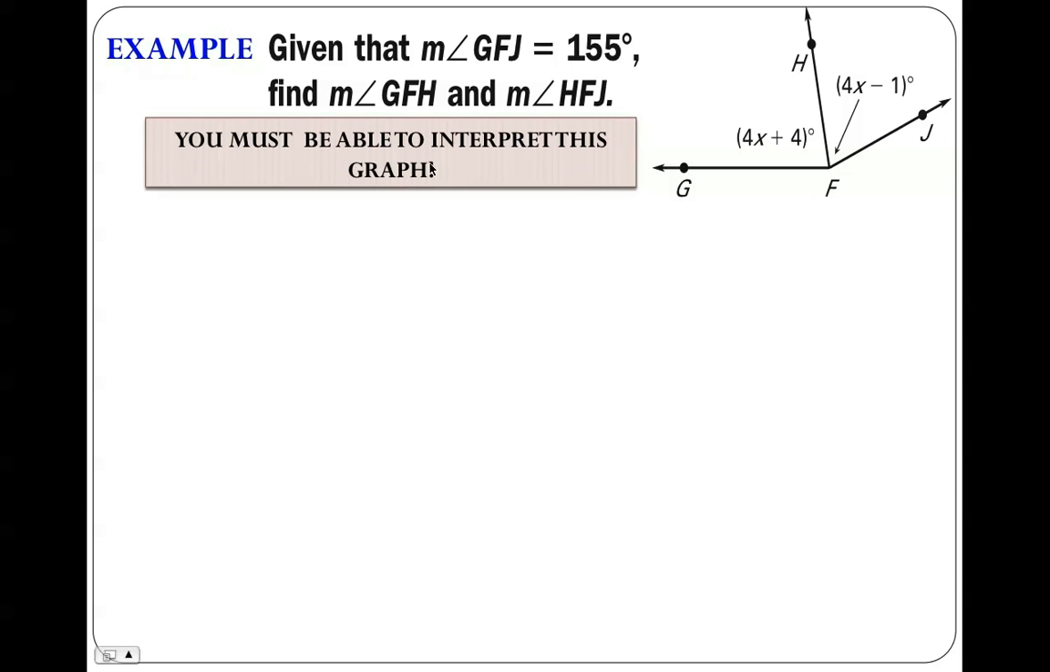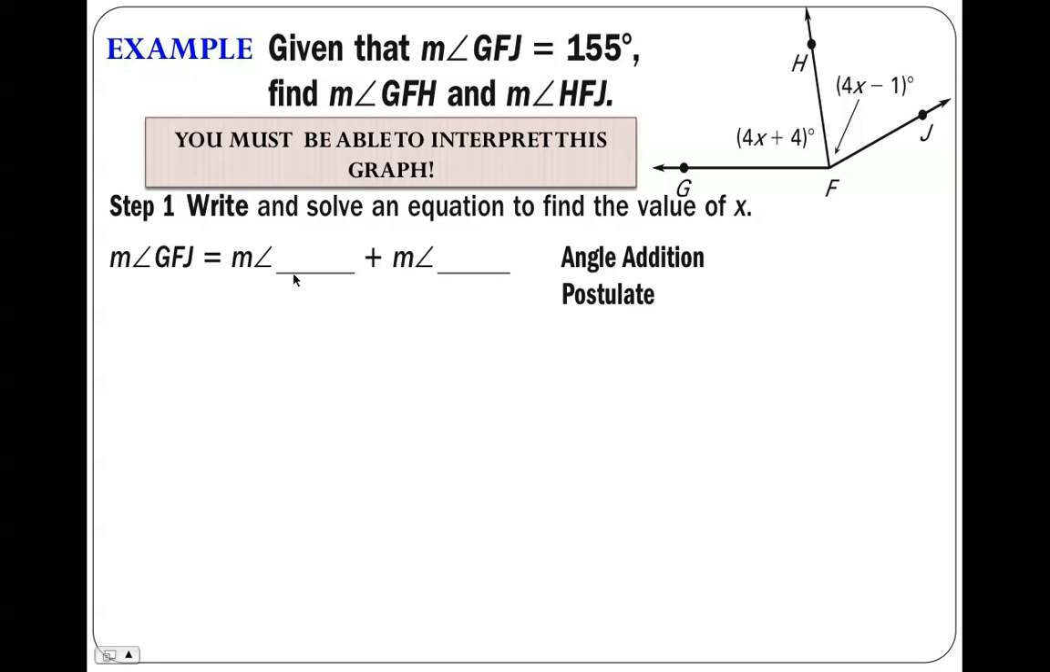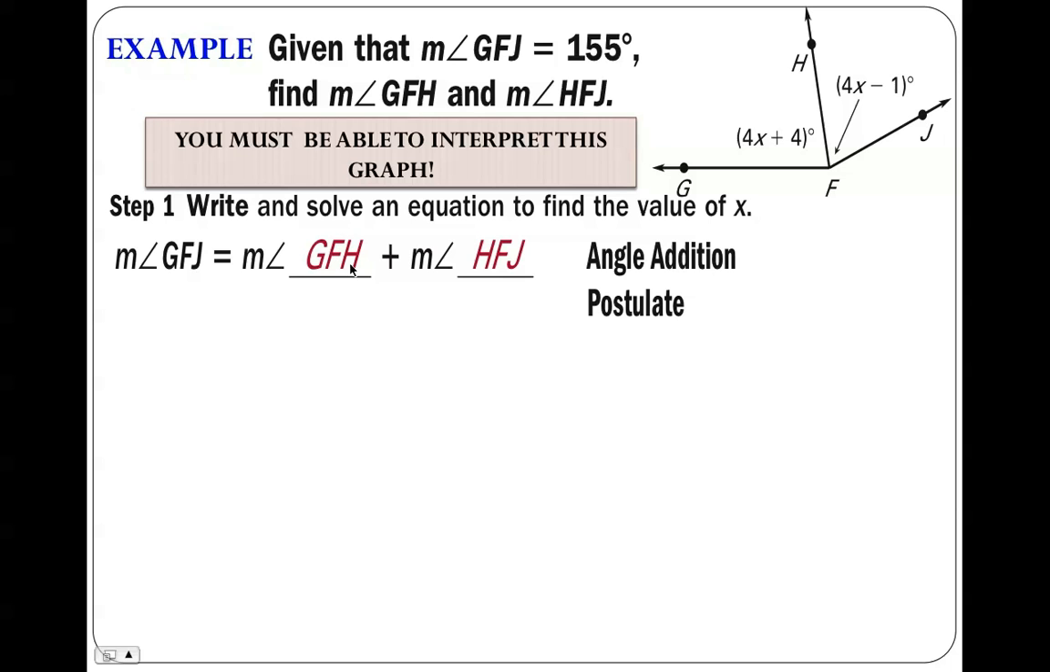So you have to be able to interpret this graph, and you're going to have to be able to set up the equation like this. Now again, I know a lot of you don't like to set up this algebra stuff here, but you have to be able to do that. So you have to be able to set up an equation that represents what's going on here by using the angle addition postulate. So the whole big thing, the measure of angle GFJ, is equal to what two angles put together. So it's going to be these two. And then you're going to substitute in the things that you know and the things that you don't know, and then you're going to solve this algebraic equation.